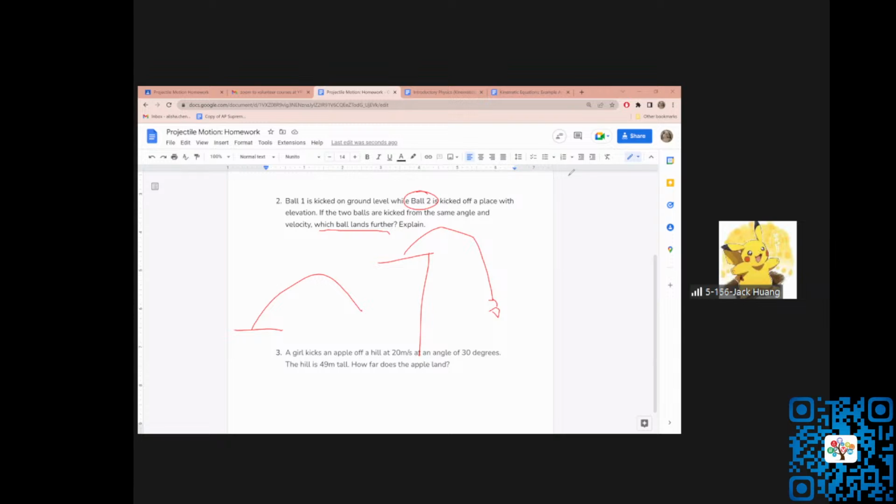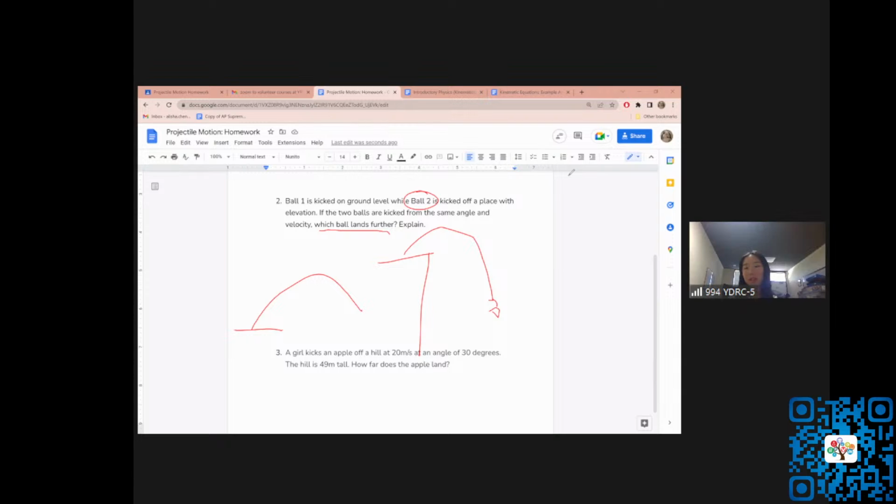I can. So ball one is kicked from ground level, and since ball two is kicked off with an elevation already, it gets greater air time. It starts off high, so it travels further until it reaches the highest point, and then it starts decreasing. But when it reaches its highest point, that is further than ball one, since it's kicked off with a higher elevation. So it has more air time, having negative velocity.